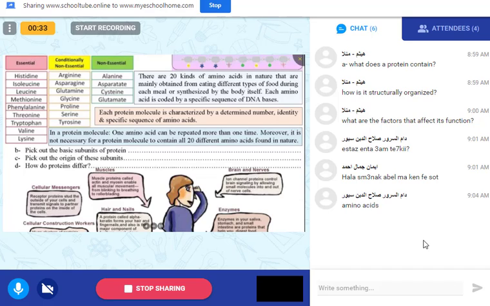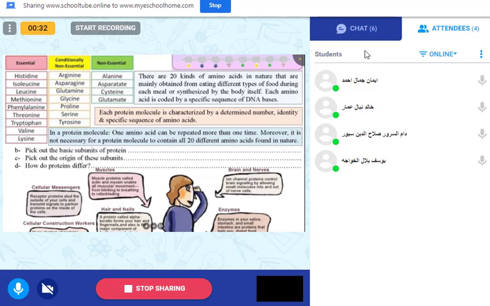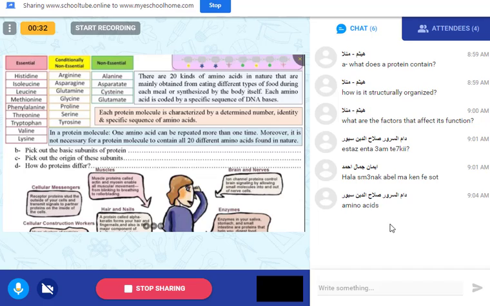For example, we have 4 amino acids only. Suppose A, B, C, D. How many proteins do you think I can make from these 4 amino acids? Who can answer? How many proteins do you think I can make if I have A, B, C, D only as amino acids? Give me a number.